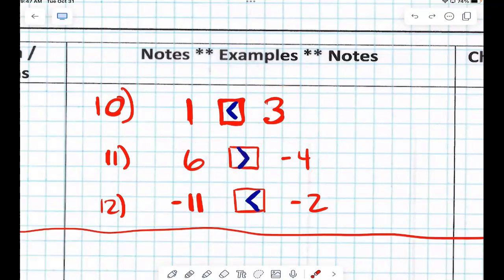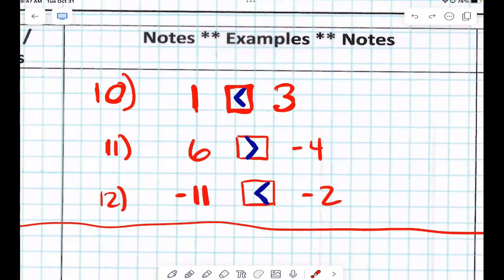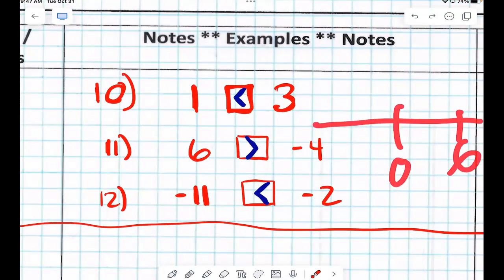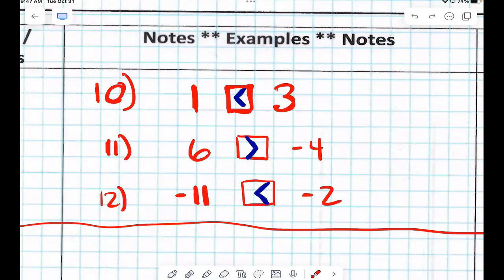Yes. What is further right on a number line, 6 or -4? 6. So here's my number line, 6 is over here, -4 is on the other side, right? So the inequality is always going to be eating the number further right on the number line, yes?